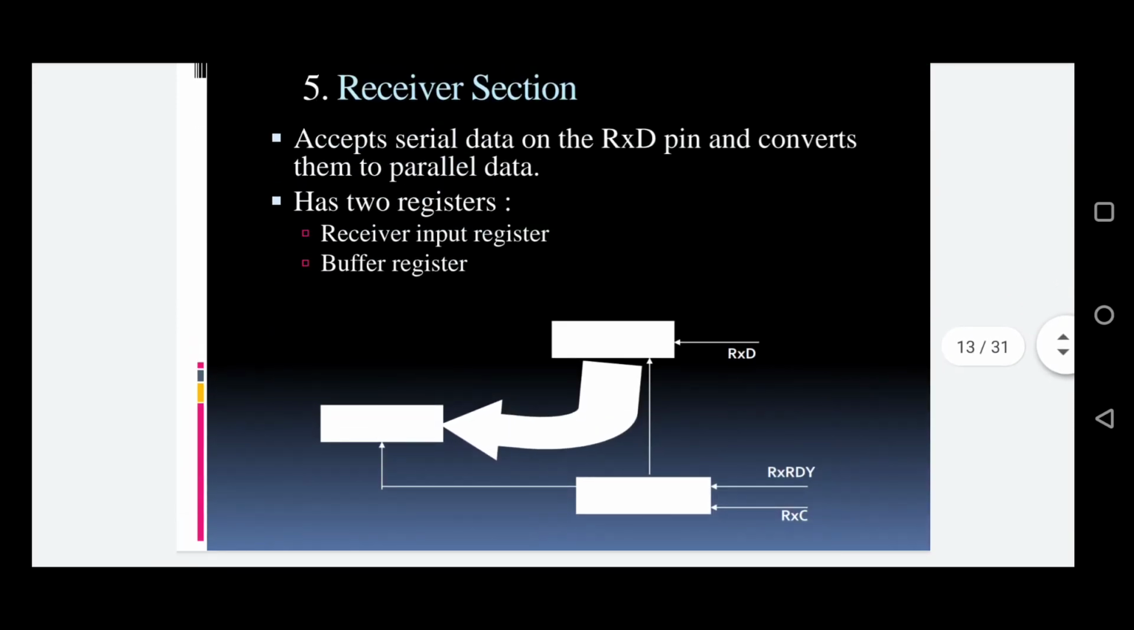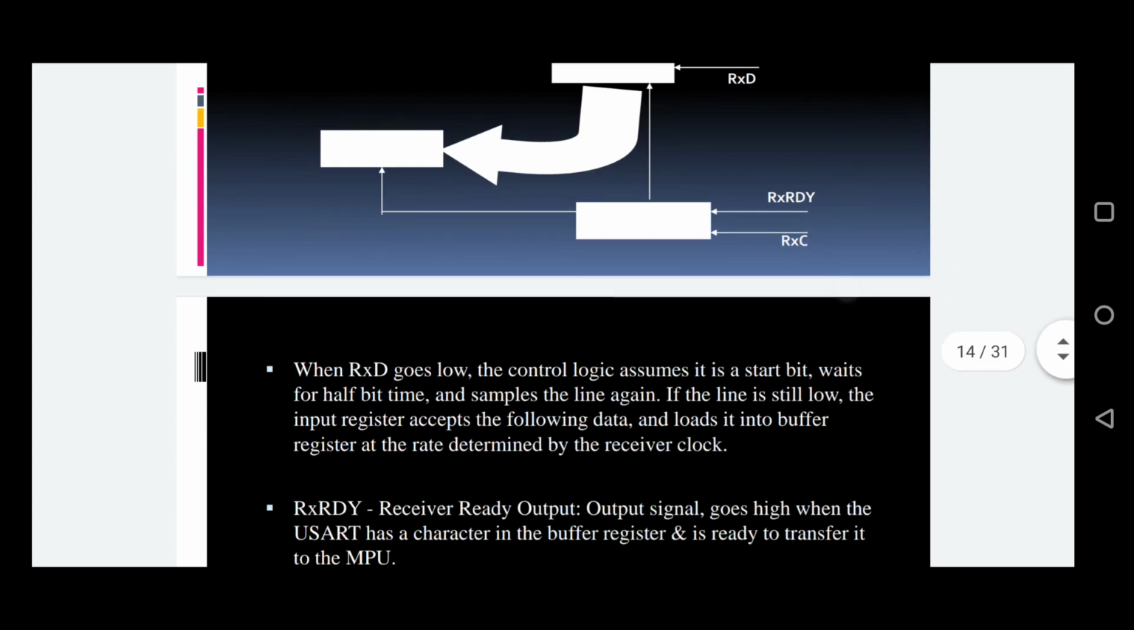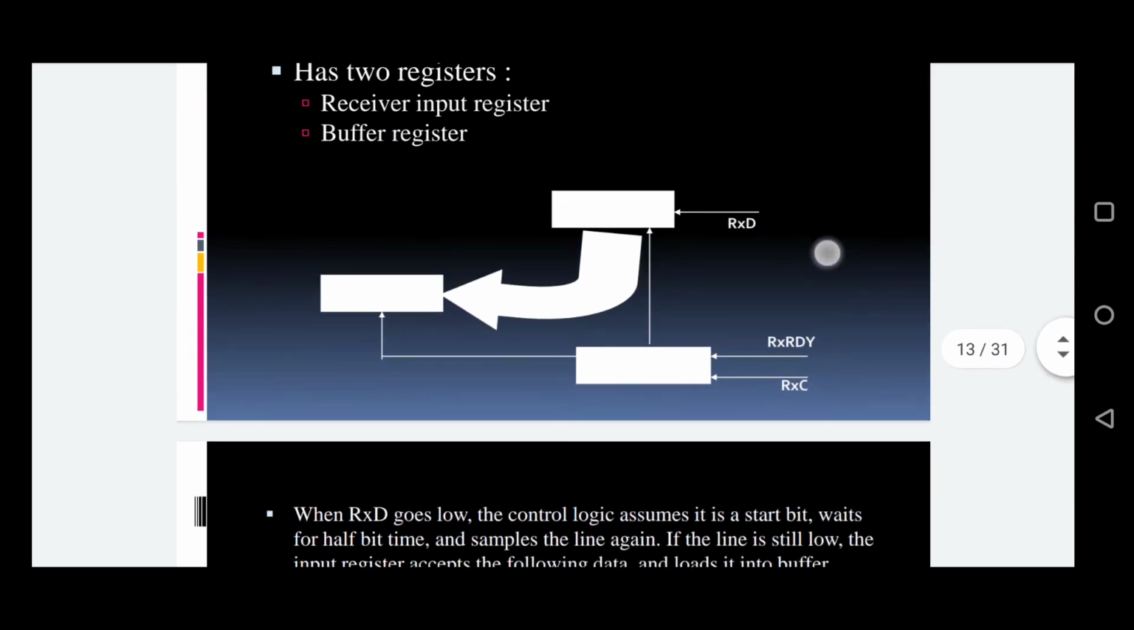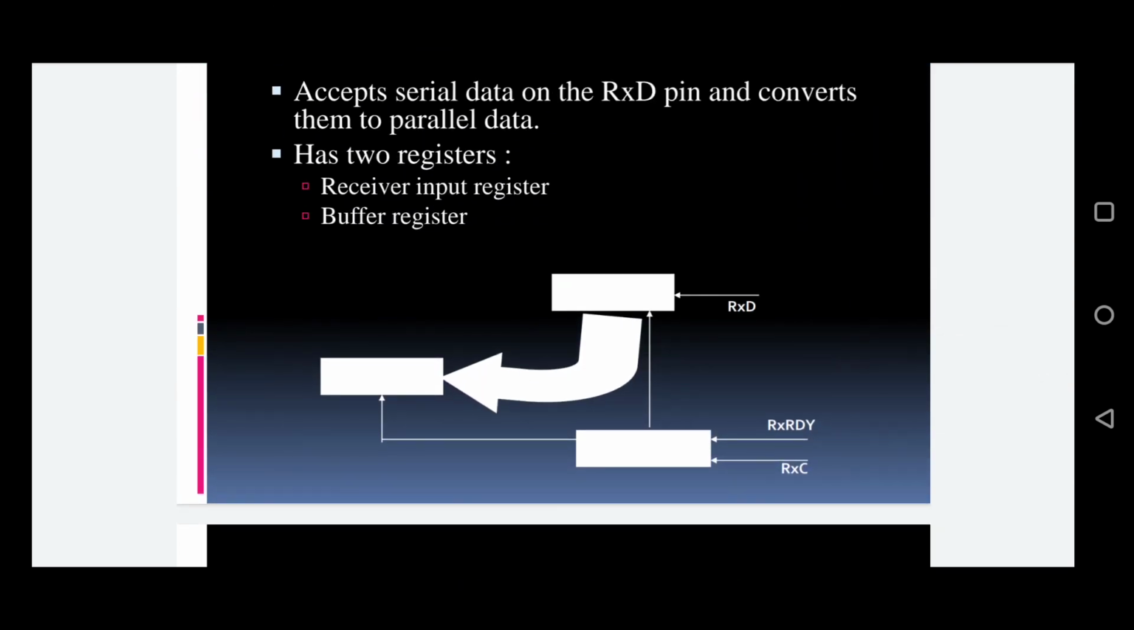And this is the receiver section. This block will turn the serial data into parallel conversion data. The parallel converted data will be stored in the receiver section. It also has two different types of register: one is the receiver input register and the other is the buffer register. The receiver input register will store the final parallel data value.